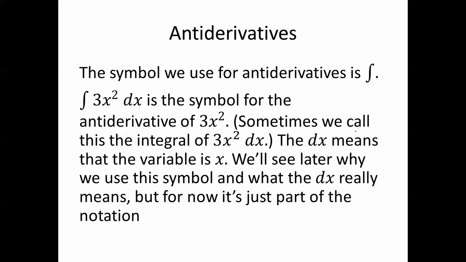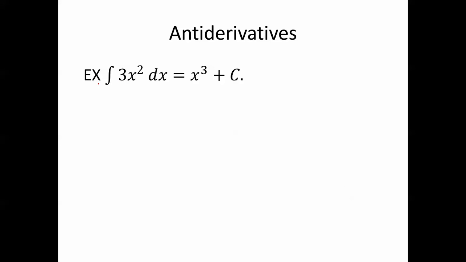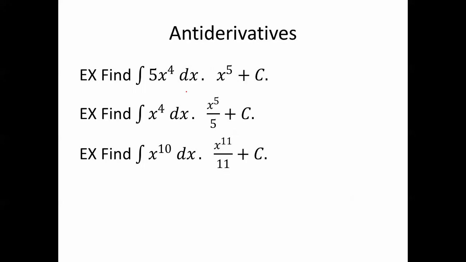The symbol we use for antiderivatives looks like this. So this is the symbol for the antiderivative of 3x squared. Sometimes we call this the integral of 3x squared dx. The dx just means that the variable is x. We'll see later why we use this symbol and what the dx really means, but for now, it's just part of the notation. So for example, again, the integral of 3x squared dx, the antiderivative of 3x squared, will be x cubed plus c. In the same way, the antiderivative, the integral of 5x to the fourth dx, that's just going to be x to the fifth plus c.